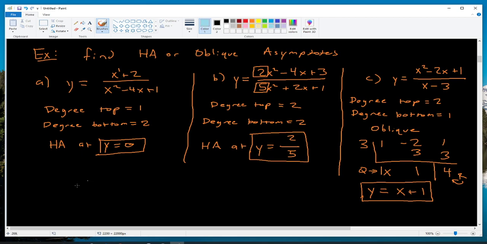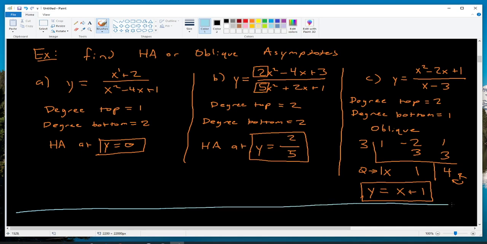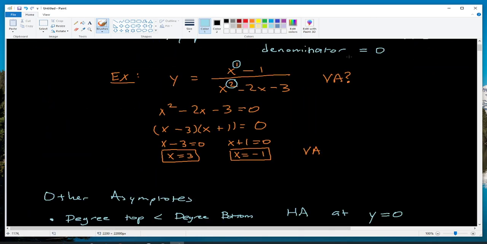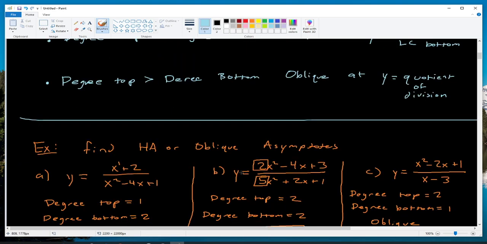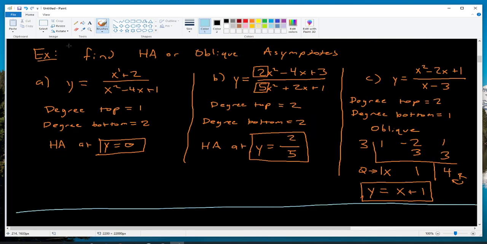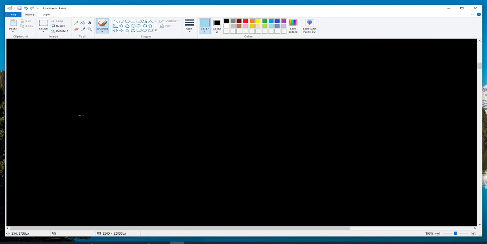So at this point, we've covered how to find all the asymptotes. For the vertical asymptotes, you set the denominator equal to 0: look at the bottom, set it equal to 0 and solve. For horizontal or oblique asymptotes, that depends on how the degree of the top compares with the degree of the bottom. So we're going to put this all together and actually graph some of these rational functions.